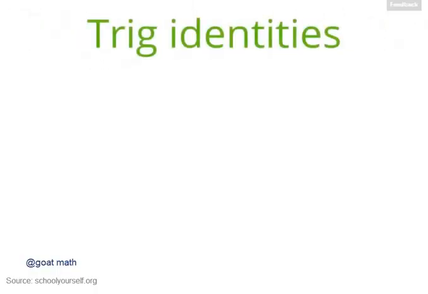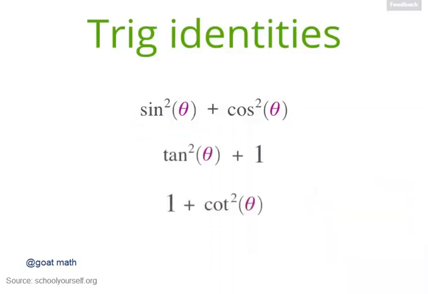Here we'll look at a group of trig identities known as the Pythagorean trig identities. The most well-known of these is when you add the squares of the sine and cosine of an angle. We'll also be looking at simplifications for tan squared plus 1 and 1 plus cotangent squared.